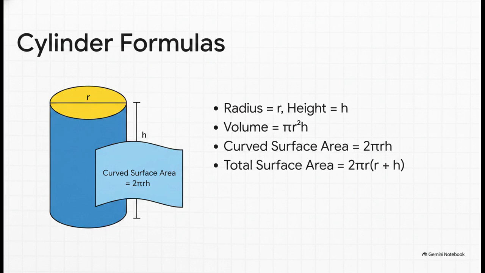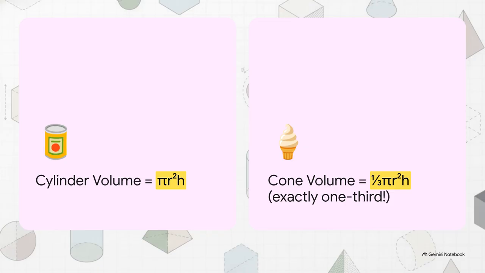Basically, you take the area of the circular base, which is pi r squared, and just multiply it straight up by the height. The curved surface area, again, just the label on the soup can, is 2 pi rh, and the total surface area, which brings back the flat circular top and bottom, becomes 2 pi multiplied by the sum of r and h. And this brilliantly illustrates one of the absolutely coolest relationships in geometry.